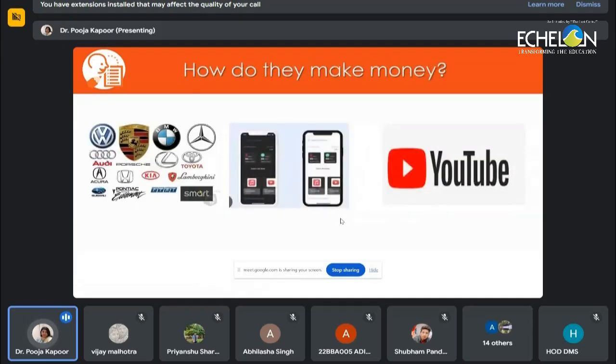Now there are a few pictures you can see on the screen. There are big brands and the values they have created for customers. How do they make money? What do you think? If I talk about the first one, it has big names, big brands. Can any one of you answer how they make money? If I talk about BMW, Porsche, Audi, Toyota, what is their business model?